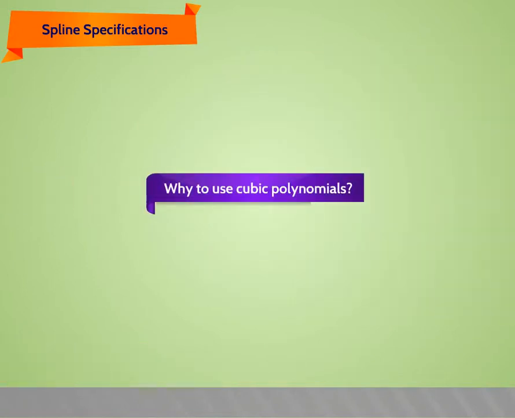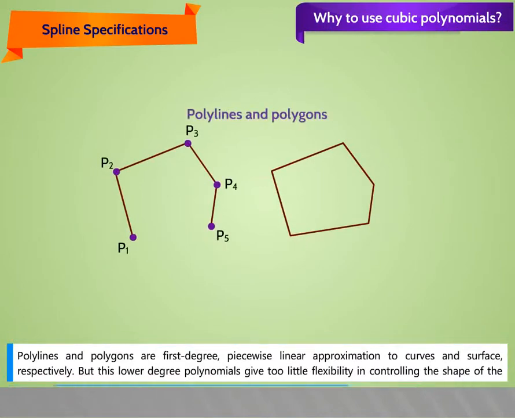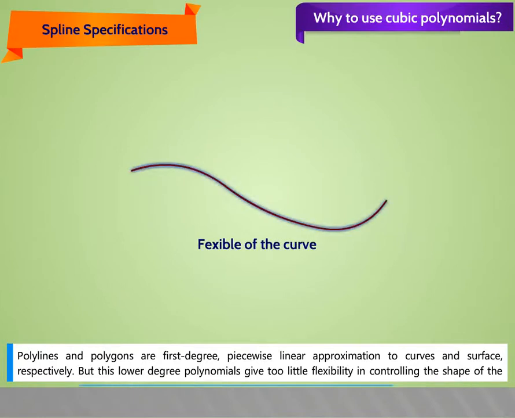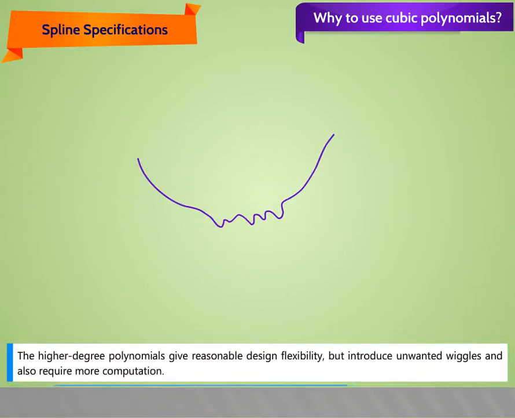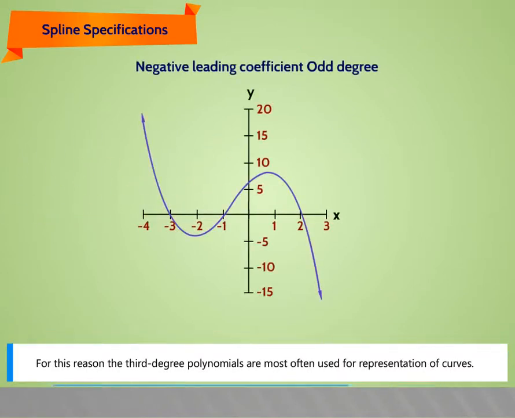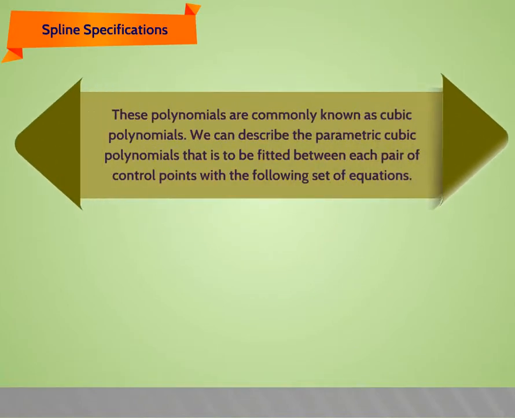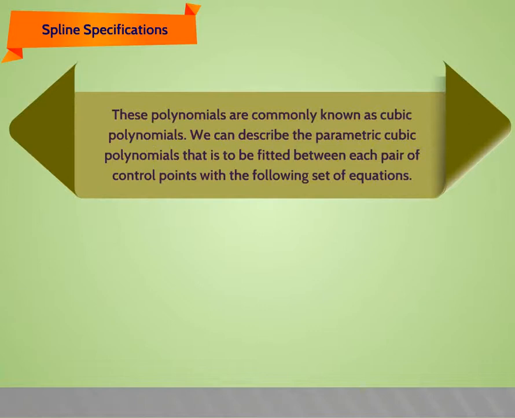Why use cubic polynomials? Polylines and polygons are first-degree, piecewise linear approximations to curves and surfaces respectively. But these lower-degree polynomials give too little flexibility in controlling the shape of the curve. The higher-degree polynomials give reasonable design flexibility, but introduce unwanted wiggles and also require more computation. For this reason, third-degree polynomials are most often used for representation of curves. These polynomials are commonly known as cubic polynomials.